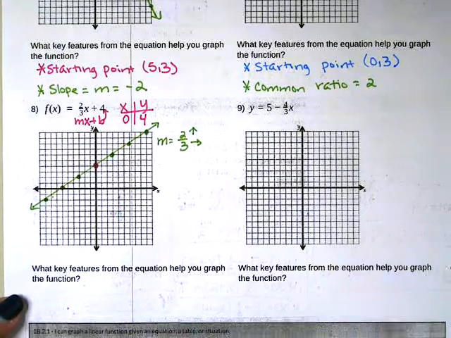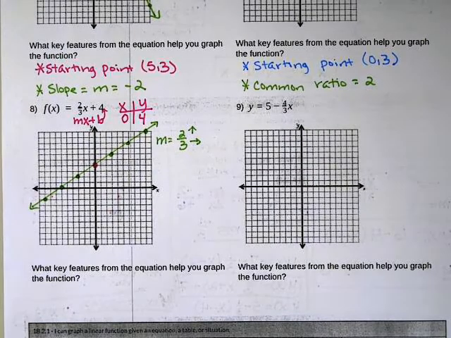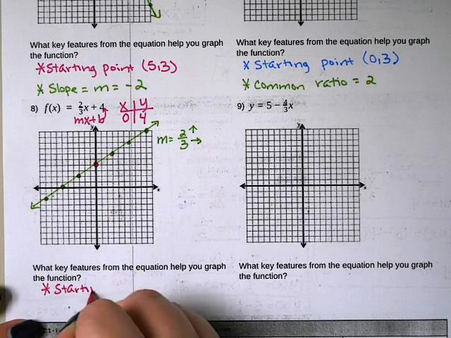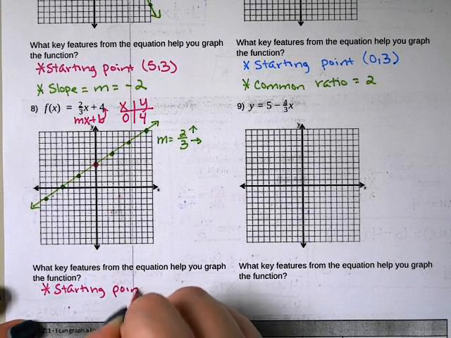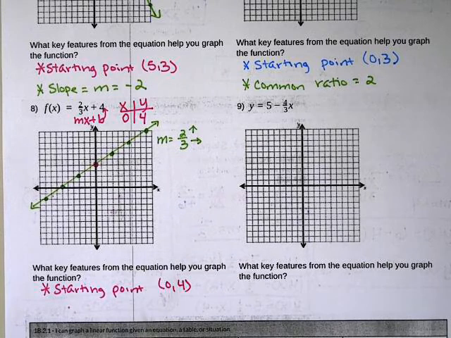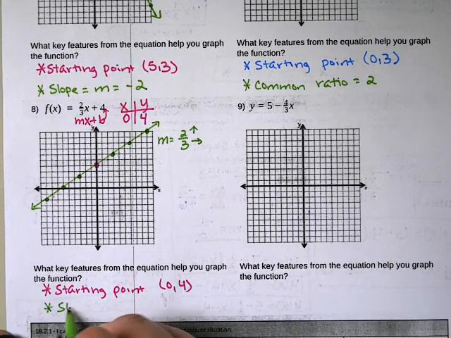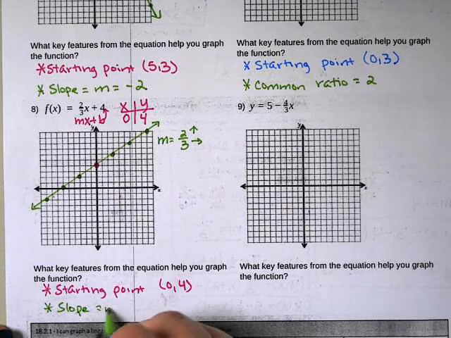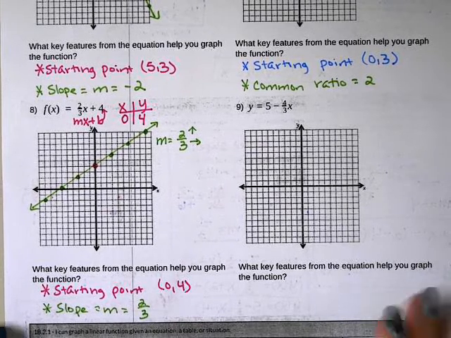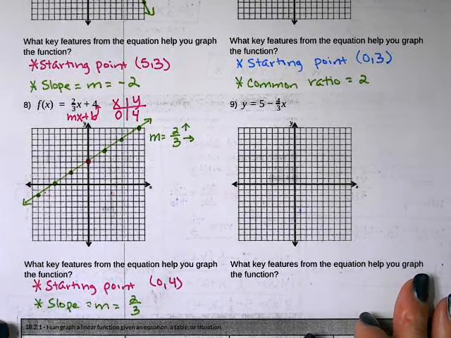So if we think about what key features from the equation helped us graph this line, we had a starting point of 0, 4, and we had a slope, which is our m value, of 2 over 3. All right, let's take a look. Last one at number 9.